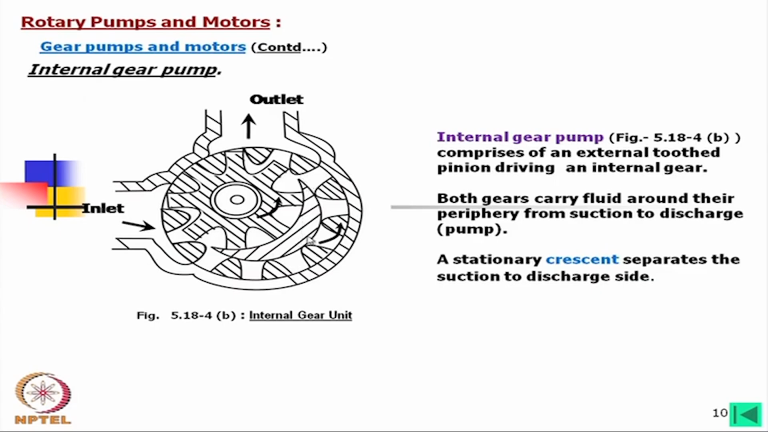Definitely the construction of such machines is more complicated than external tooth gear, but the advantage of this internal gear unit is that we can make it very compact in comparison to the external tooth gear units for the same volume displacement. And these pumps are made very small, usually used in, for example, shoe machineries, weaving machines and many other machineries. Such small gear pumps, not motors, usually small pumps, are used.